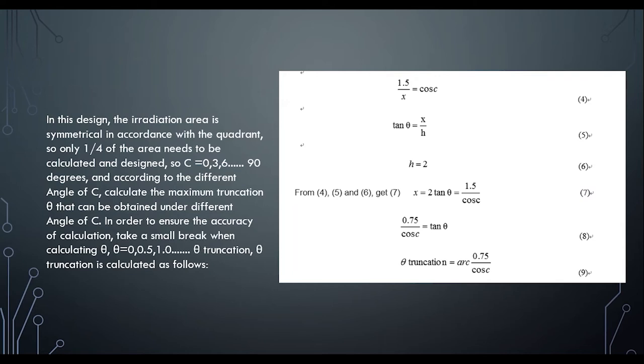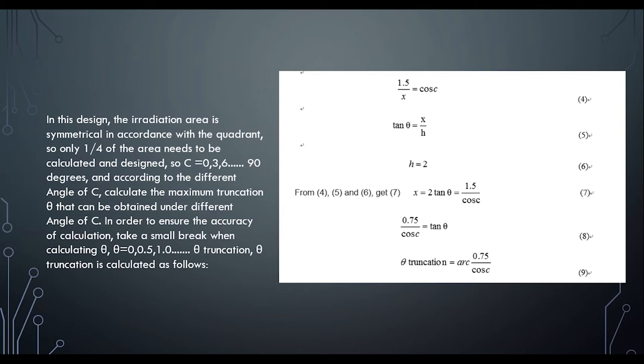In this design, the radiation area is similar in accordance with quantum, so only half of the area needs to be collected and designed. So C is rotated from 0 to 360 by 90 degrees, and according to the different angles of C, the maximum light intensity state can be obtained under different angles of C.